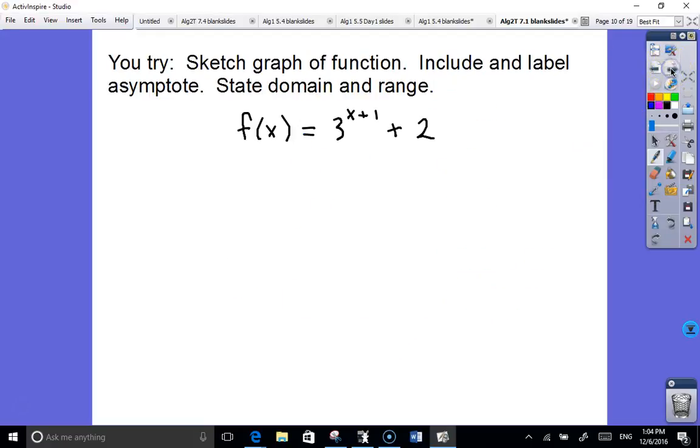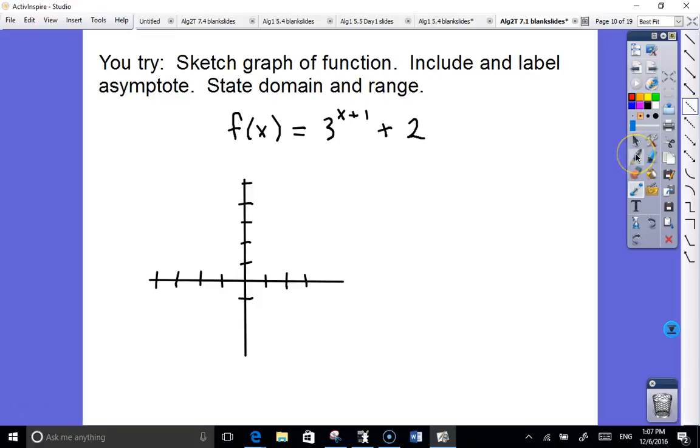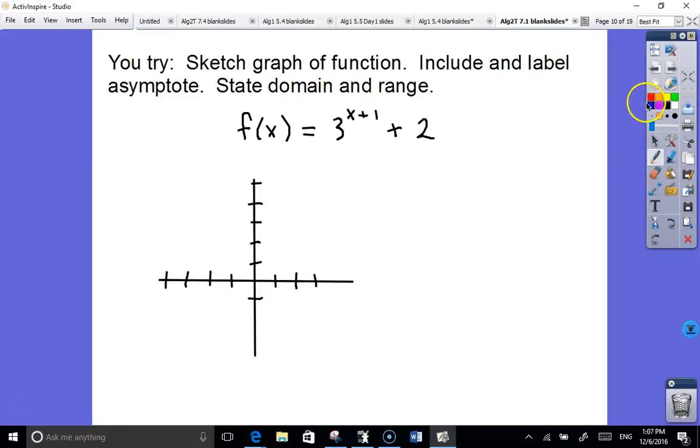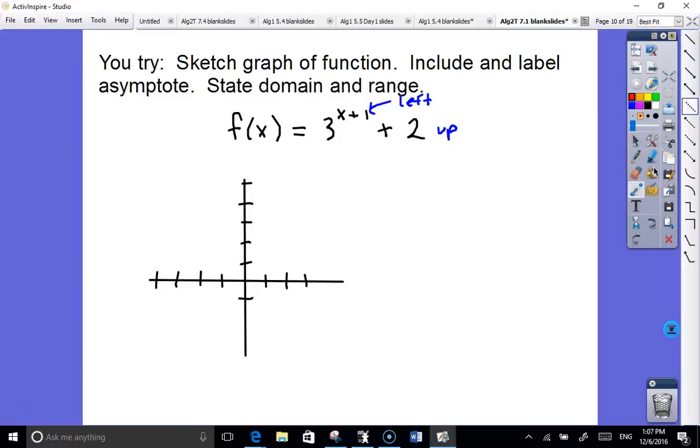Okay. So try to sketch that one. Do the same thing, right? This is going to be what the homework is like too, no matter what the book says. Just sketch the graph, include and label the asymptote, state the domain and the range. Okay. So this is left. This is up. So which one of those moves the asymptote? The +2. So I should draw my asymptote right here. Label it.